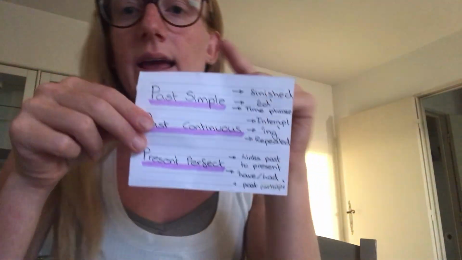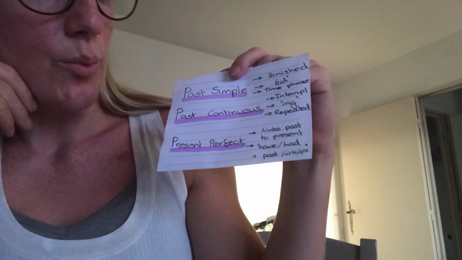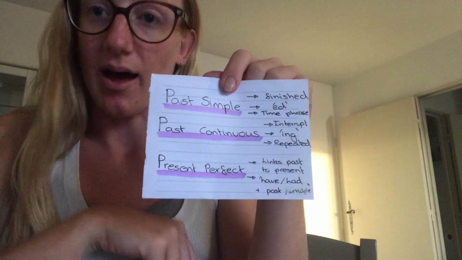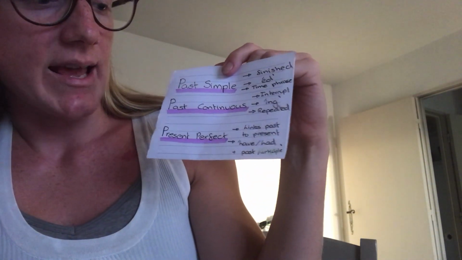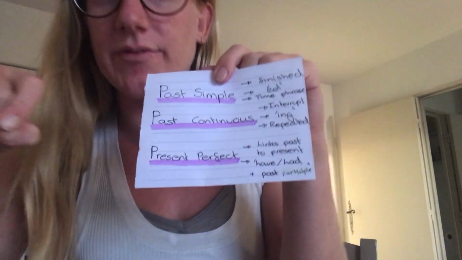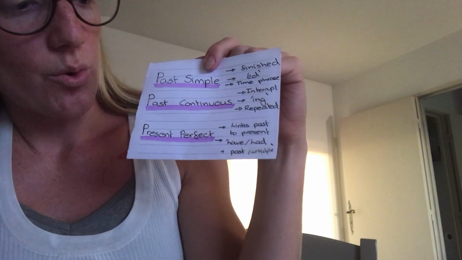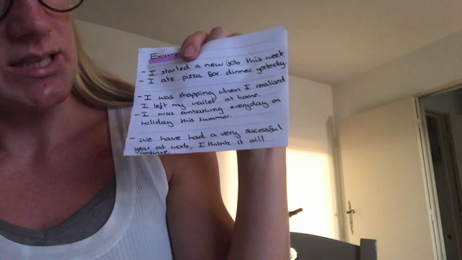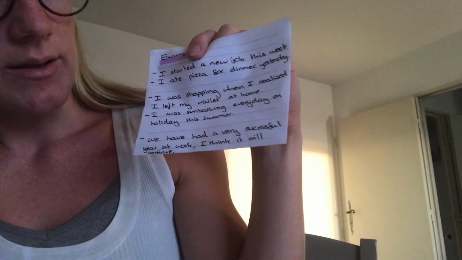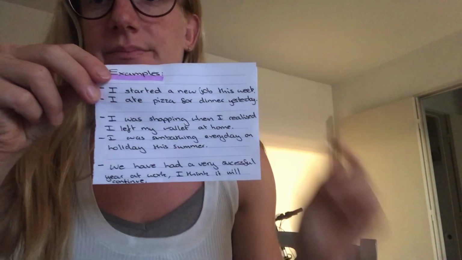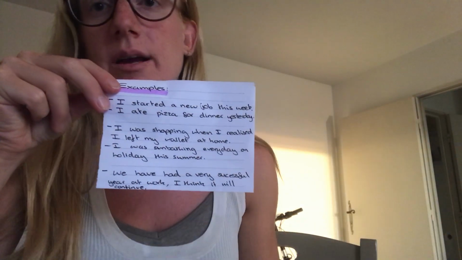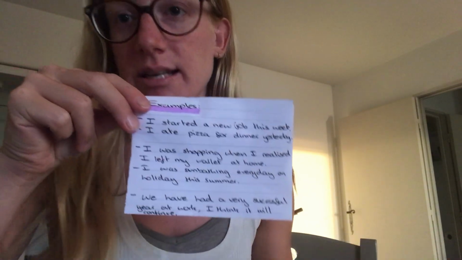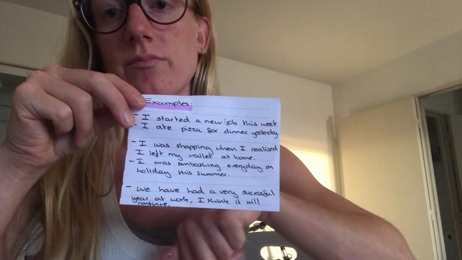Okay, next is present perfect. We use this tense to link the past to the present. We take have, had, I have, he, she, it had, we have, they have, you have, and then your past participle. So an example, we have had a very successful year at work. I think it will continue. So it's showing that through a duration of time we were successful and it will continue. So it's linking that past to the present.